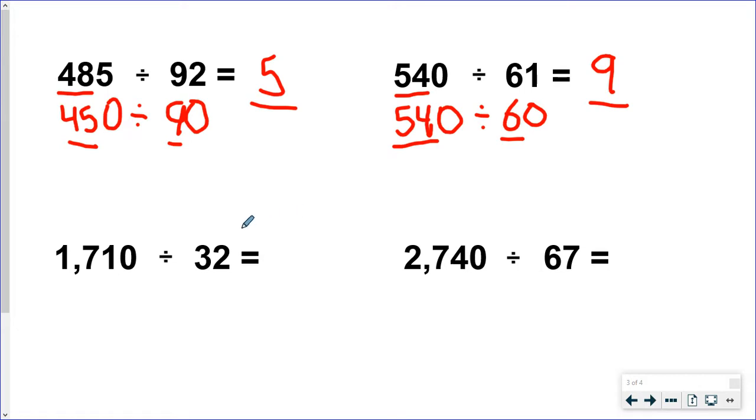We got 2 more problems over here to do. Here we got 32. If I round 32 to the nearest tens place, this is the first rounding I want to do right here. 32 is going to round down to 30. I think it's closer to 30 than it is to 40.